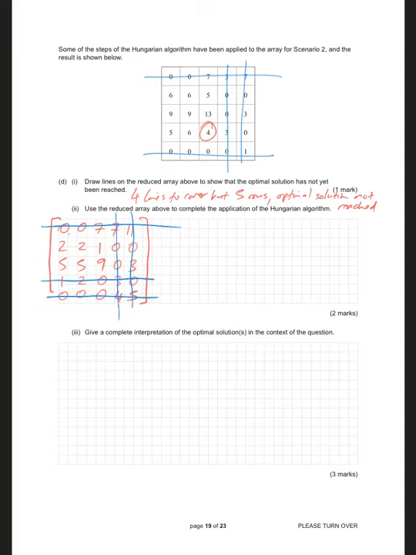Alone in row, alone in column, no. Alone in row, alone in column, no. Alone in row, yes. Alone in row, alone in column, no. Alone in row, column, row, column. So I've only got 1 really that's been selected.